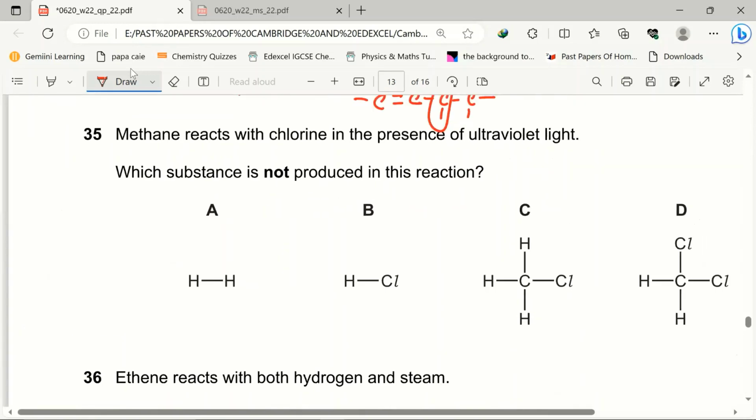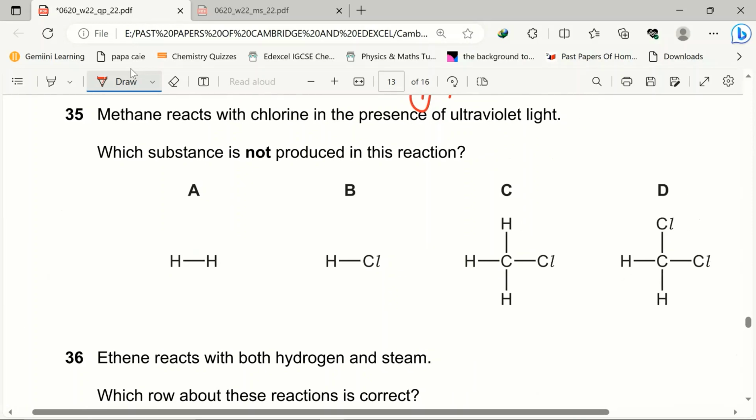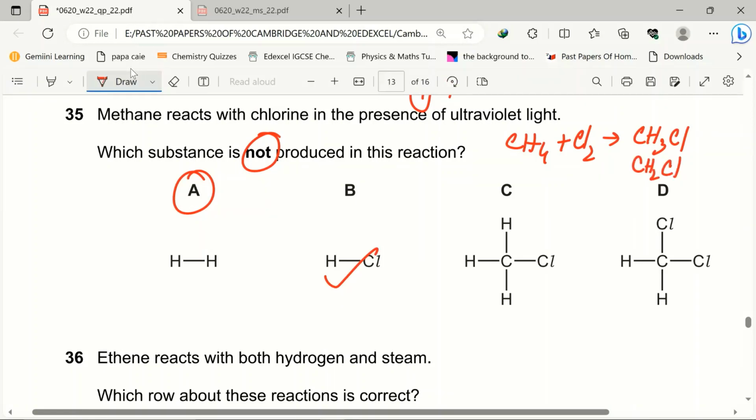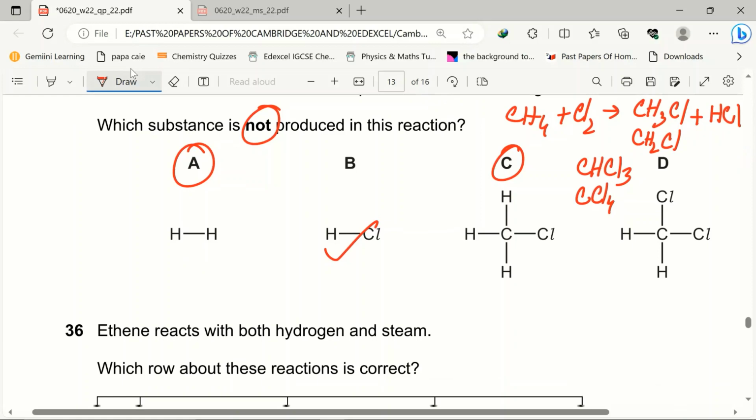Methane reacts with chlorine in the presence of UV light, we know. Which substance is not produced in this reaction? So hydrogen is not produced, HCl is produced, and we have chloromethane, and we can have dichloromethane as well. Because CH4, if it reacts with chlorine in the presence of UV light, it can be CH3Cl, CH2Cl2, CHCl3, CCl4. All are possible. All the hydrogen can be replaced by chlorine, and with all of this, HCl is produced. So B can be produced, C can, D can, right? So which is not produced? It's definitely A. Hydrogen is not produced in a substitution reaction involving methane or any other alkane and halogen.